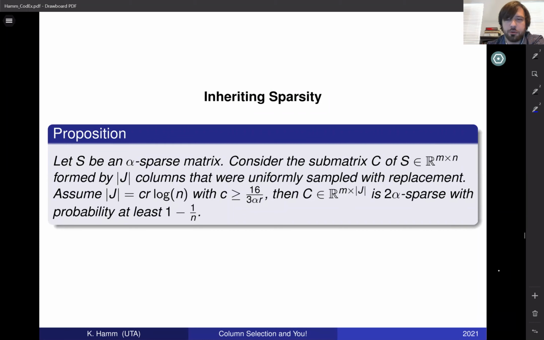Sparsity, maybe I'll just say this really quickly in words. If I sample R log n columns, up to some constant factor that depends a little bit on the sparsity parameter, then with high probability that column submatrix of S is 2 alpha sparse if S was alpha sparse. So that part is actually relatively easy.